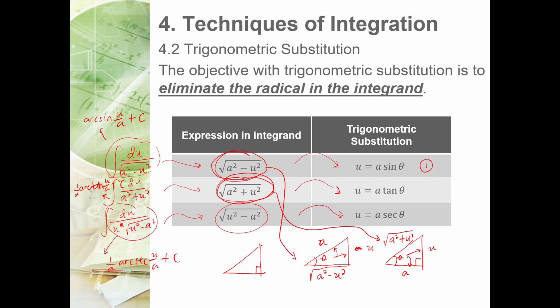Lastly, secant, that will be hypotenuse over the adjacent side. So this will be u, this will be a, and theta. Hypotenuse all over the adjacent side. Meaning this one is the square root of u squared minus a squared. So 1, then 2, then 3.